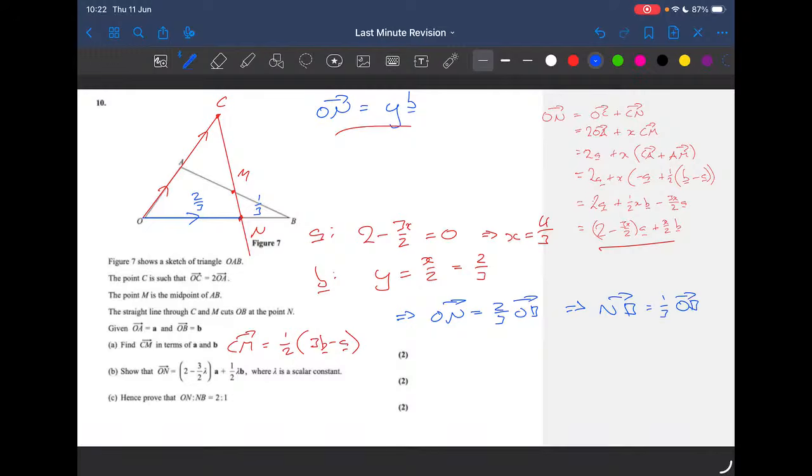What that's going to tell us is that the ratio between them, this one must be twice as much as that one. So ON to NB is 2 to 1, sorry, 2 to 1, other way around. The one on the left is twice as big as the one on the right. Lovely, that all looks good to me.